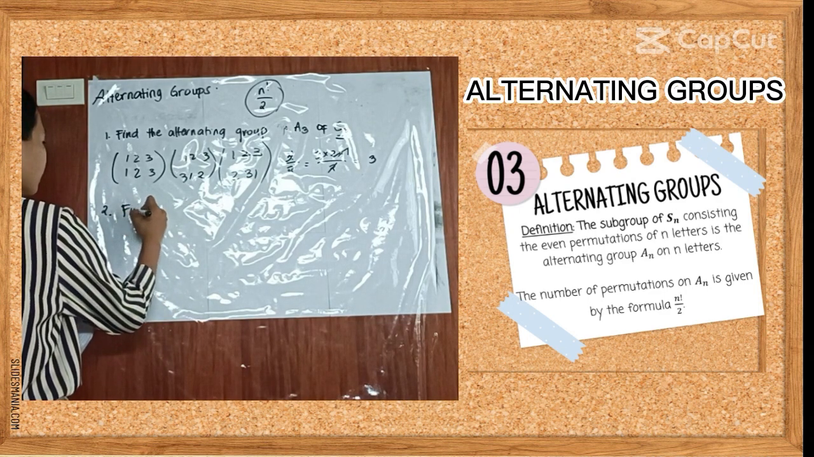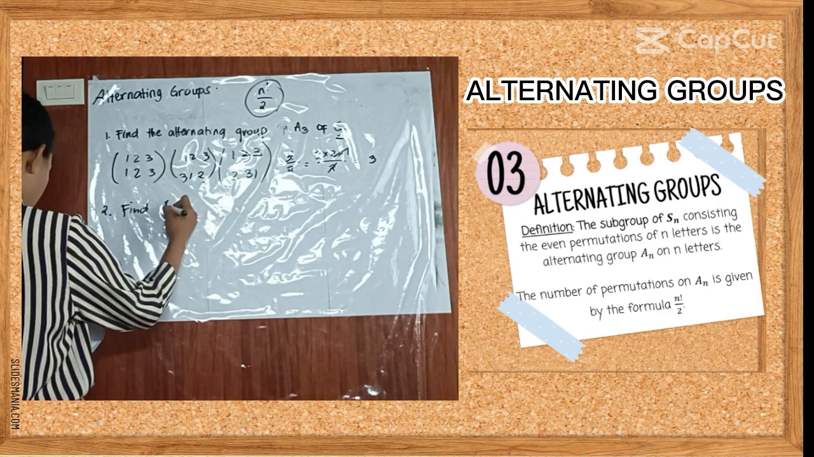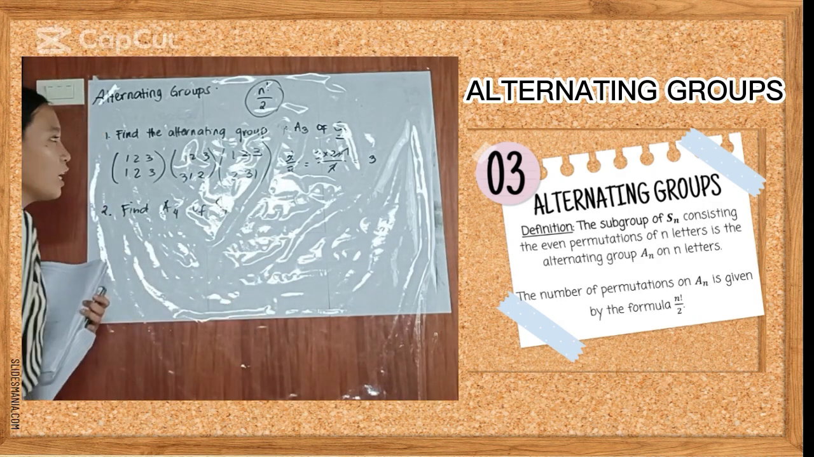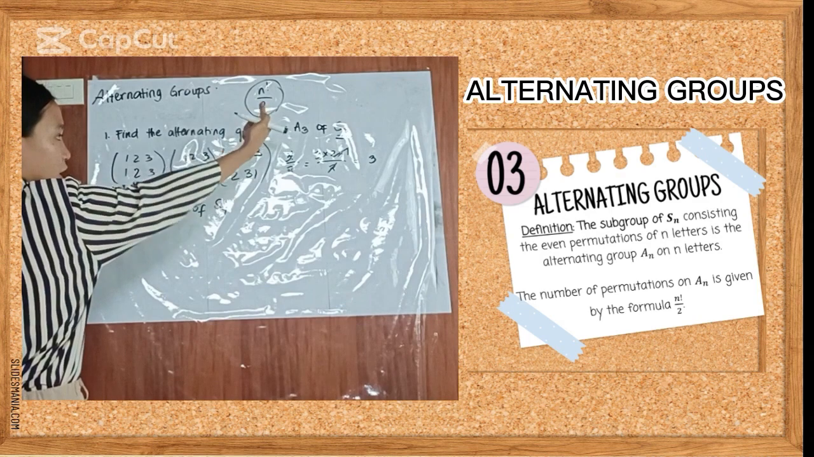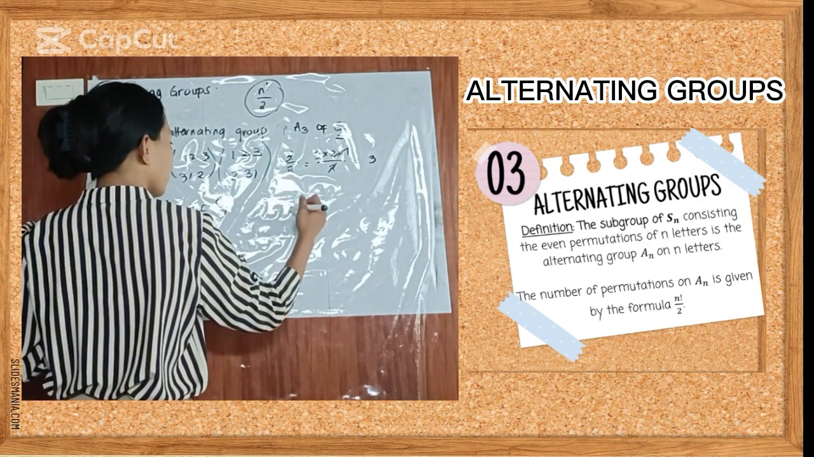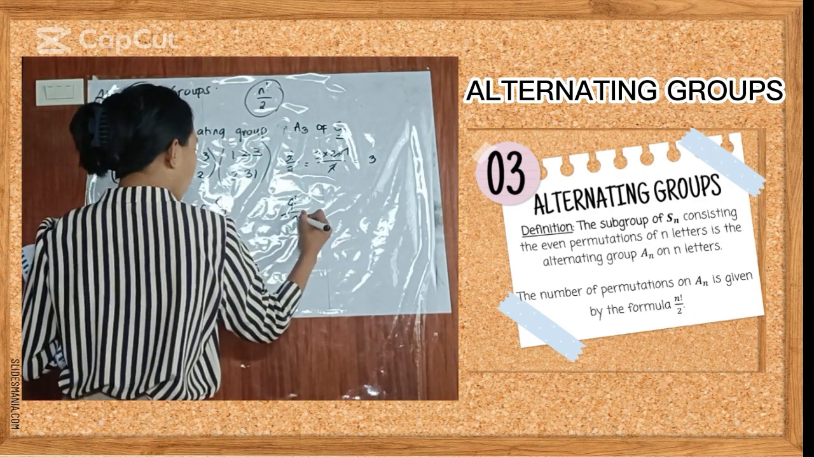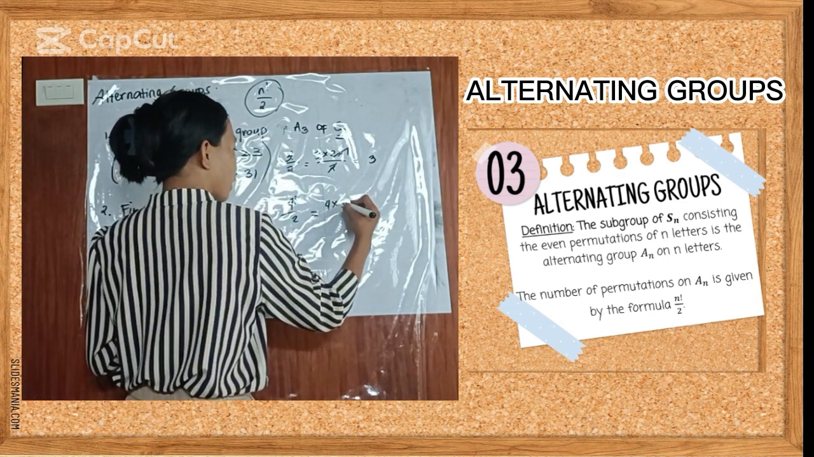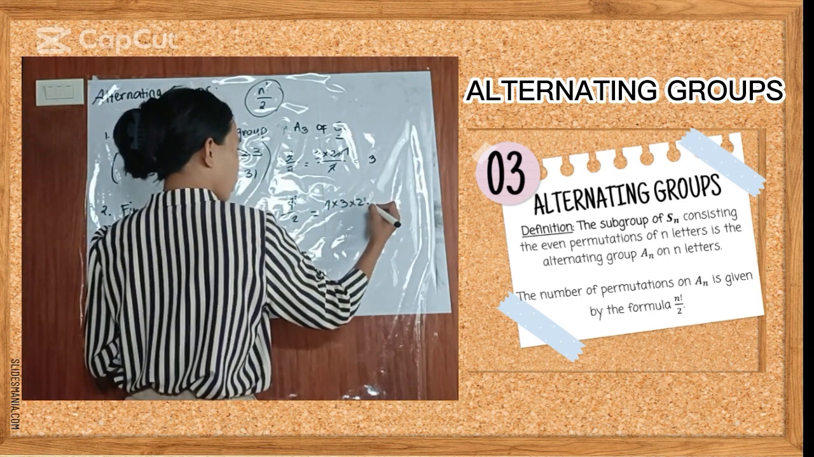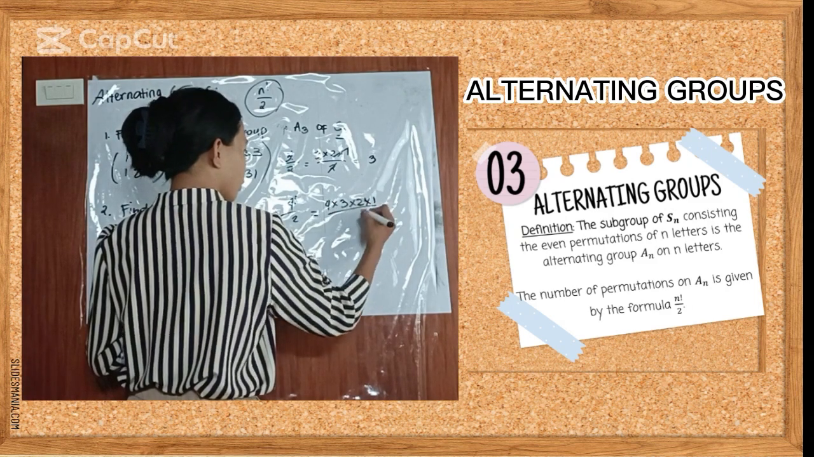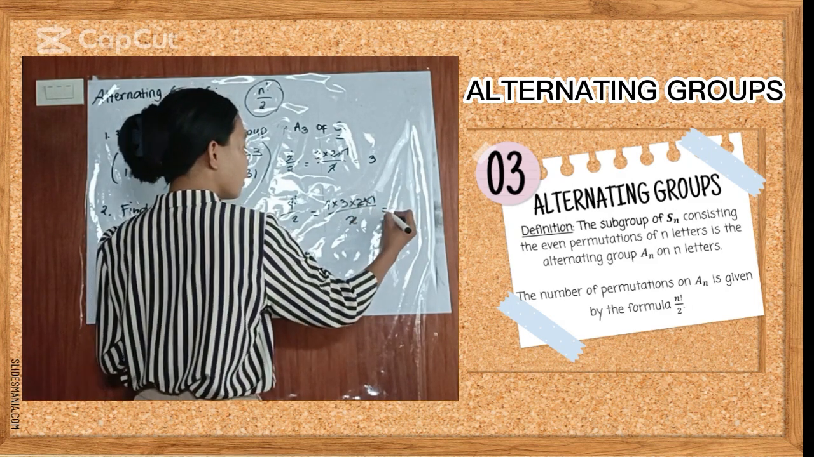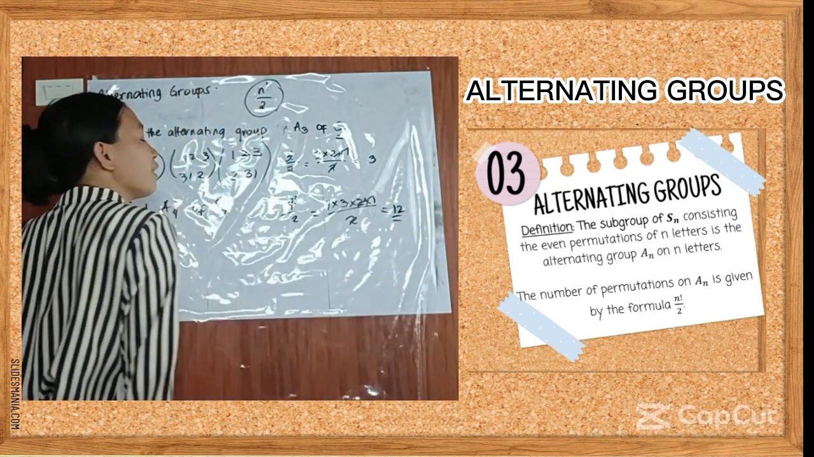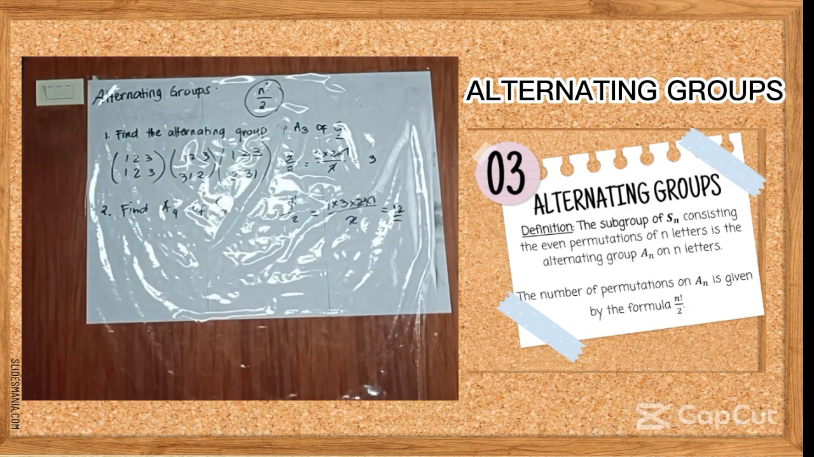Find A sub 4 of S sub 4. Again, let's compute. Let's substitute the n factorial with 4 factorial over 2. We have 4 times 3 times 2 times 1 over 2. Cancel, cancel. 4 times 3, we have 12. So there are 12 even permutations.